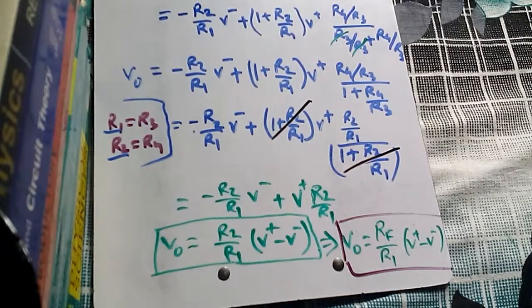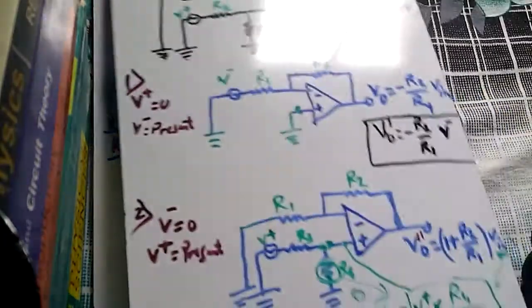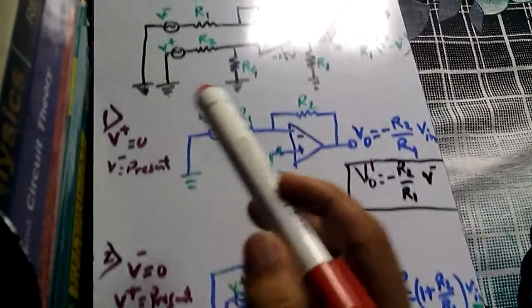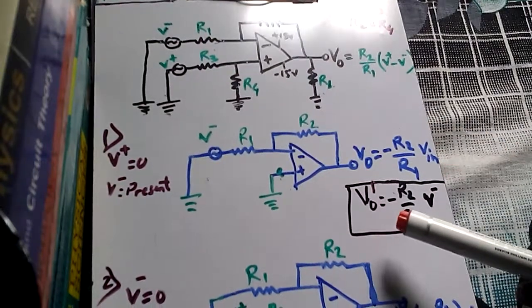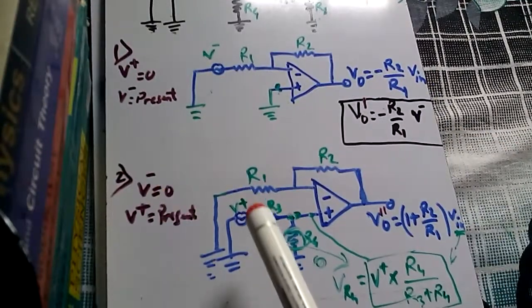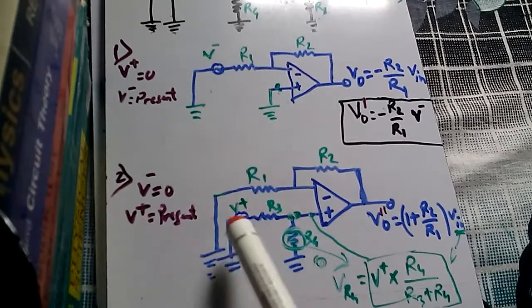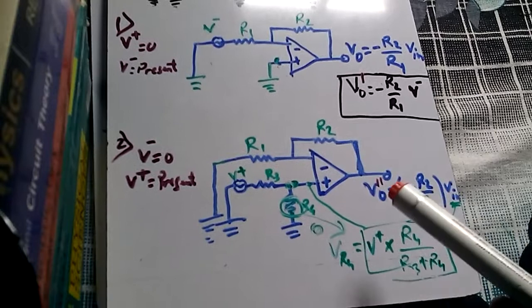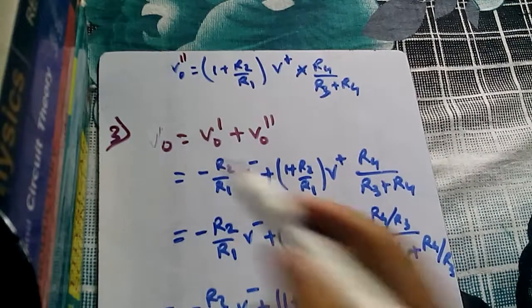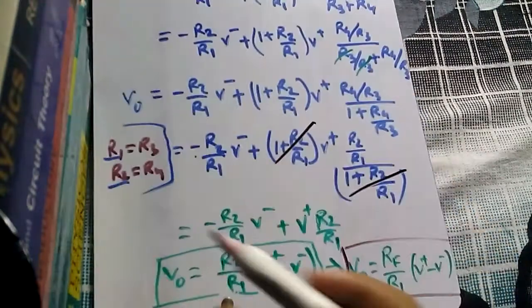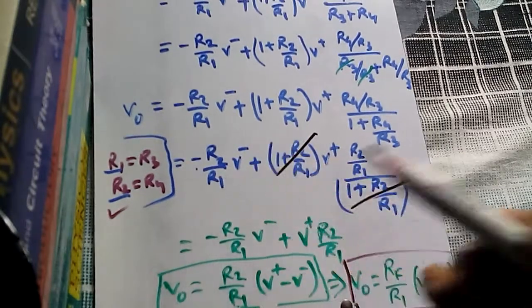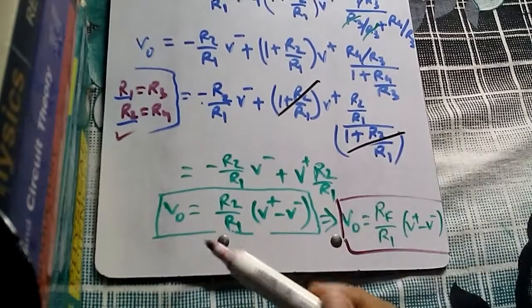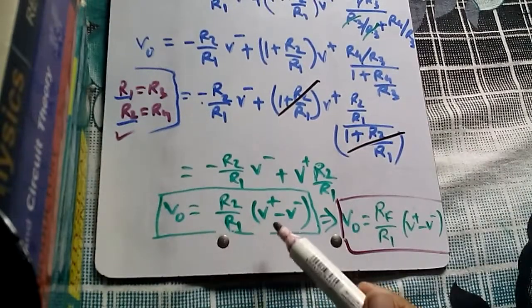So we used the principle of superposition, and under that we used the first condition, where we made one input 0 and the other is available, and we found the output. Then we made the other voltage 0 and this voltage is available, and under this condition we found the output voltage, and then we added these two output voltages. Then we used the condition R1 equals R3 and R2 equals R4, which must be used to simplify the output, otherwise the output expression will be very huge, and finally we get the output R2 by R1 times V plus minus V minus.